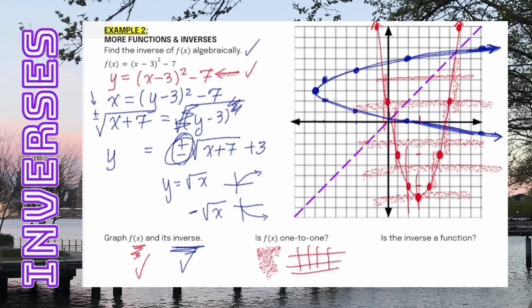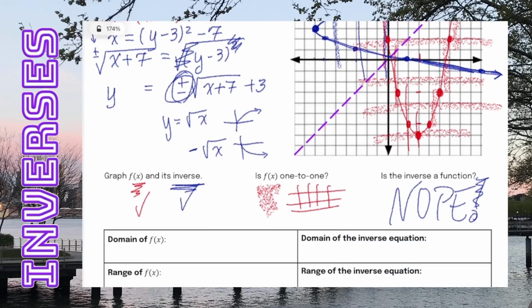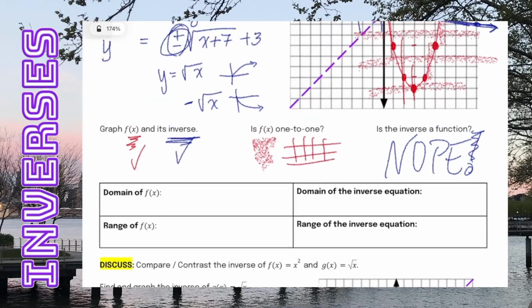So what does that tell me? Is the inverse a function? No, it is not. Okay? No, it's not, because it fails the vertical line test, right? We still have that symmetry over the identity function, but it's not a function.